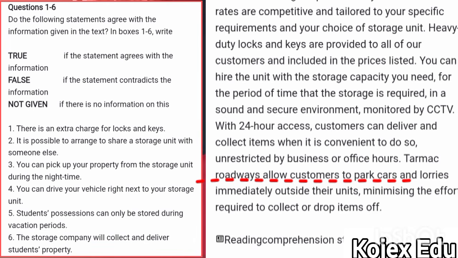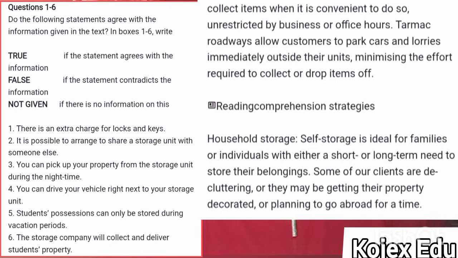So let's look at number 5 and 6. Students' possession can only be stored during vacation periods. It's not stated in this paragraph. We didn't say anything about students' storage or wherever. The storage company will collect and deliver students' property. So we know we are looking for where they will talk about student property. So it means we have question number 2, number 5, and number 6 to answer.